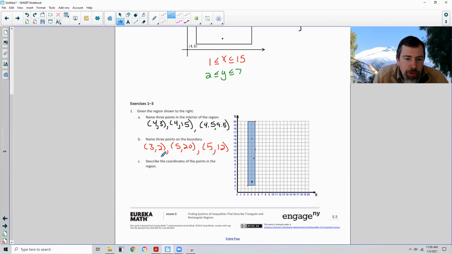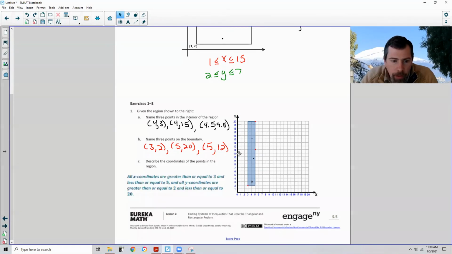So C says to describe the coordinates of the points in the region. To answer that, we would say all x coordinates are greater than or equal to 3 and less than or equal to 5, and all y coordinates are greater than or equal to 2 and less than or equal to 20. And that's kind of like I was saying up here using the notation.